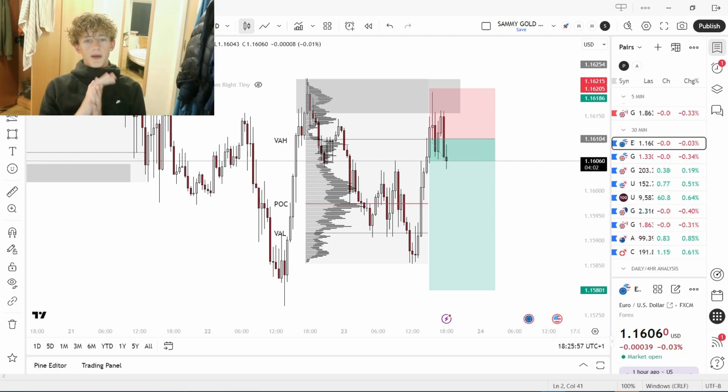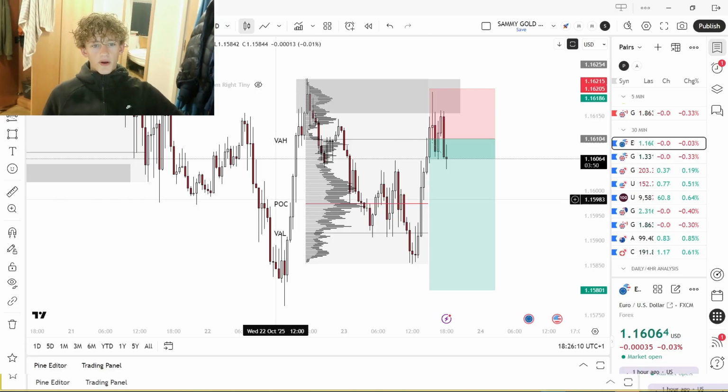Alright, so, hello. What is the fixed range volume profile? What is this tool right here and how can this help us with our trading? Starting off, this is called the value area high. This here is the value area low and this is the point of control, the POC.